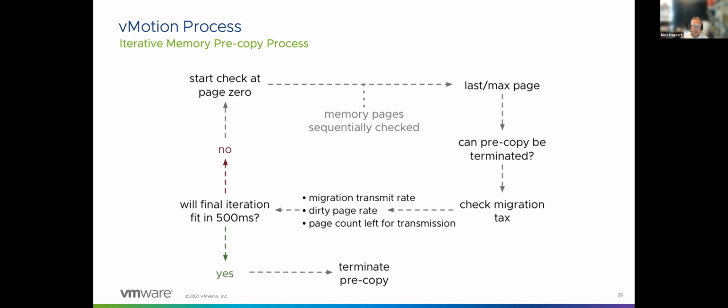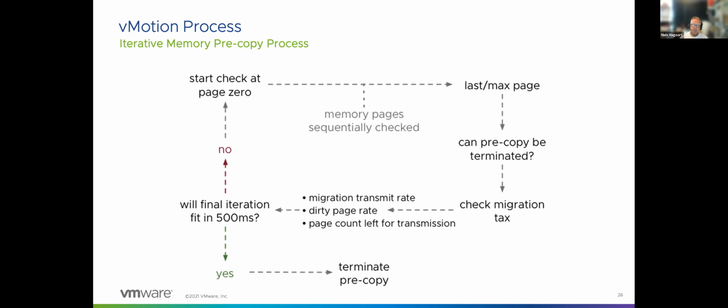Now, VMM will check if we can terminate the memory pre-copy process. And to do so, we check the migration tags, which consist of the migration transmit rate. So at what speed, what bandwidth, basically, are we transmitting memory pages to the destination ESXi host? The dirty page rate, which is at what pace the workload itself, the guest OS, is overwriting memory pages as we are in a vMotion process. And we have the page count left for transmission. Basically, the dirty pages that we still need to send over and replicate over the vMotion network.